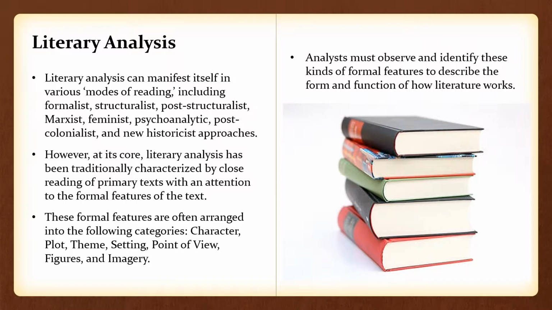Literary analysis can manifest itself in various modes of reading, including formalist, structuralist, post-structuralist, Marxist, feminist, psychoanalytic, post-colonialist, and new historicist approaches. However, at its core, literary analysis has been traditionally characterized by close reading of primary texts, with an attention to the formal features of the text. These formal features are often arranged into the following categories: character, plot, theme, setting, point of view, figures, and imagery. Analysts must observe and identify these kinds of formal features to describe the form and function of how literature works.